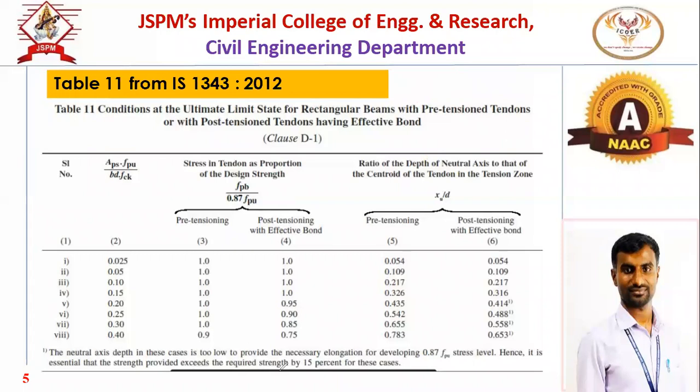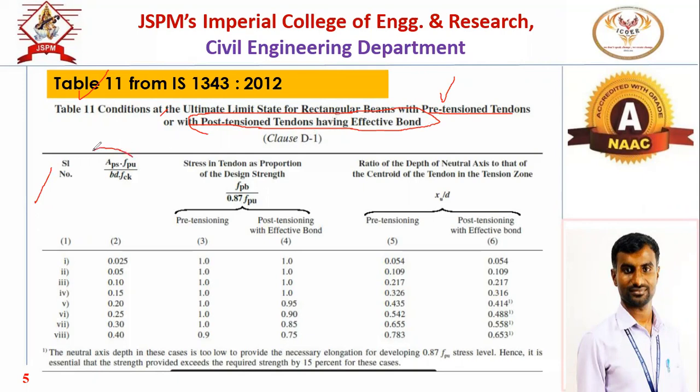Now here in case of pre-stress, we have to use table number 11. Now see the heading of table number 11. This table indicates the conditions at ultimate limit state for a rectangular beam with pre-tension tendons or with post-tension tendons having effective bond. Means this table is valid for pre-tensioning as well as bonded post-tensioning tendons.